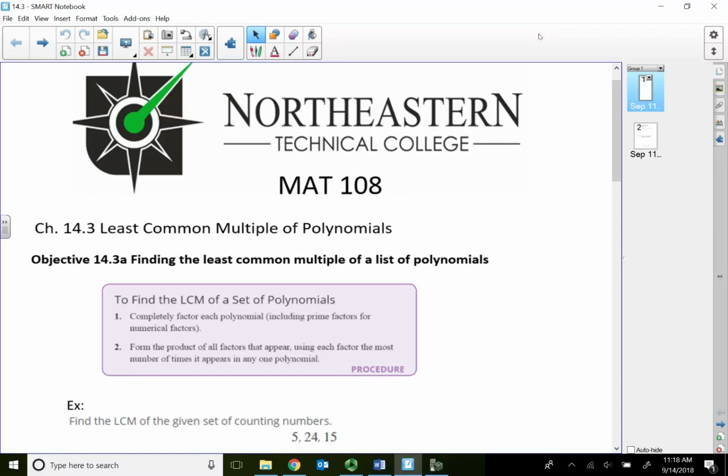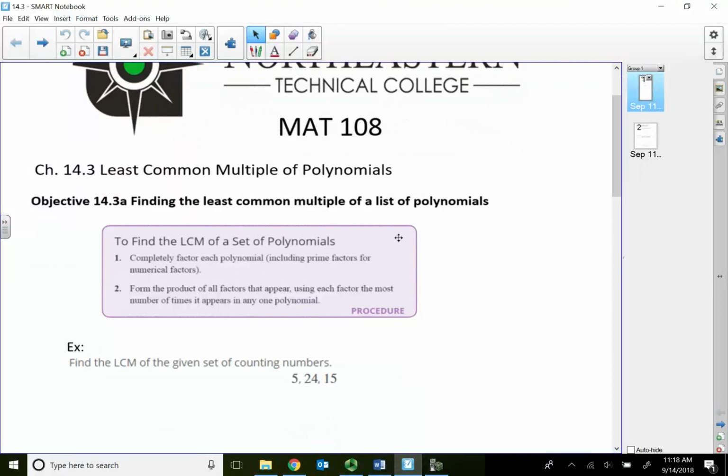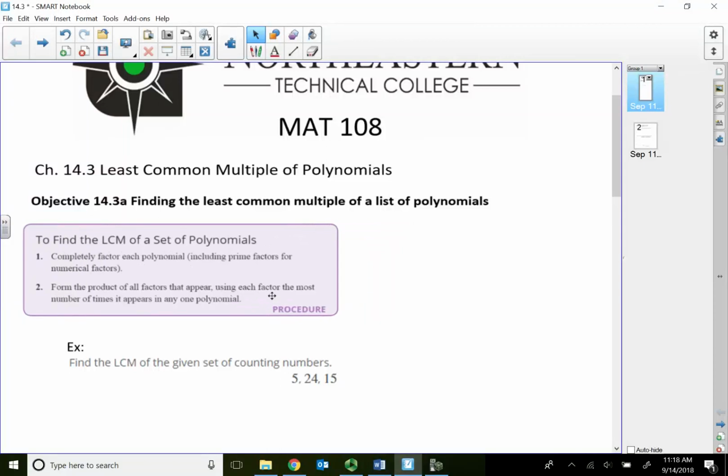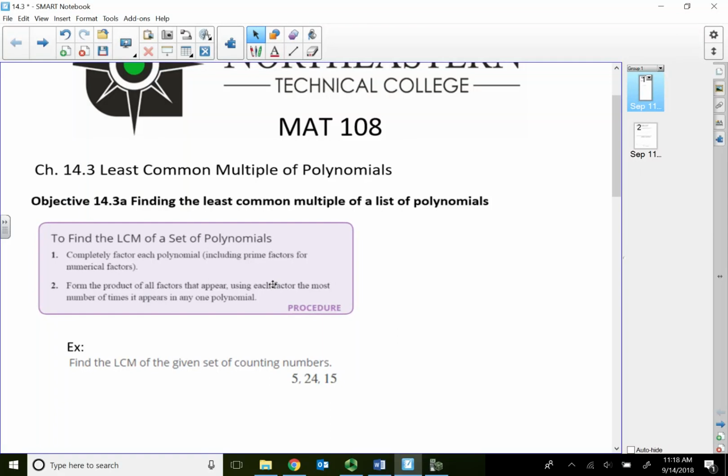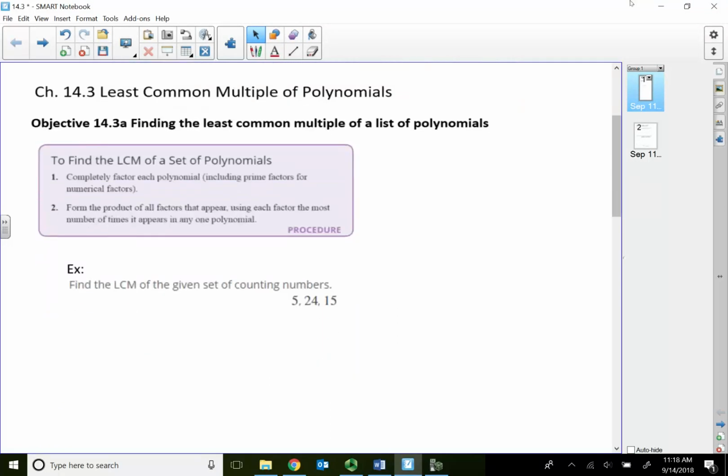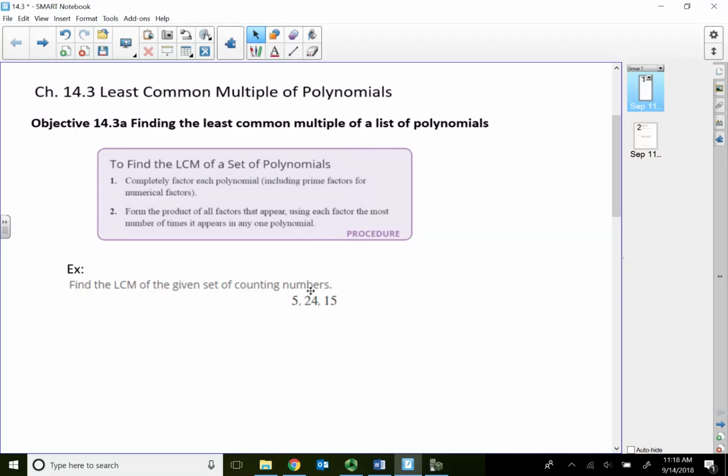Welcome to module 14.3. In this lecture video, I'm going to show you how to find the least common multiple of a list of polynomials. There are a lot of different ways to find the least common multiple or least common denominator. I'm going to show you with this example right here. We've done something similar before, which is finding the greatest common factors between all the terms. So I'm going to demonstrate this again in this fashion.